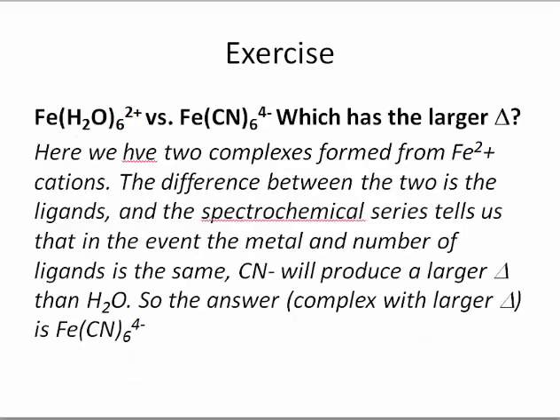For example, consider the complex of iron 2 with water versus cyanide. Note the difference in charge in these complexes, in spite of the fact they have the same cation. Which has the larger delta? We have two complexes formed from iron. The only difference is water versus the cyanide ligand. Cyanide produces a larger delta than water, according to the spectrochemical series. So the answer, which complex has the larger delta, is the iron cyanide complex.